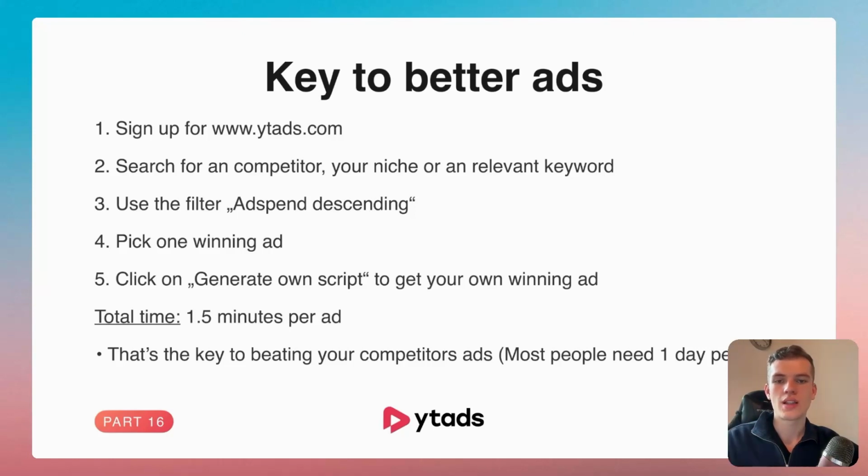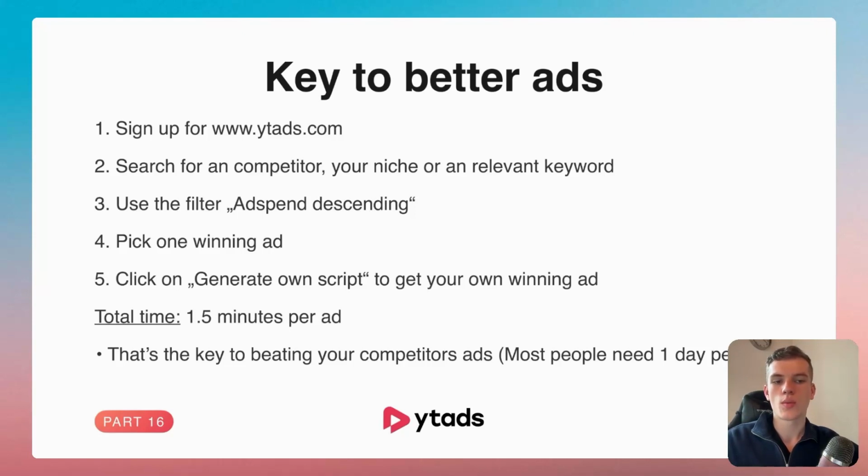And then you can use the filter ad spend descending to see the highest converting ads first. Then you can pick one winner ad, click on generate own script to get your own winning ad script. And this takes maybe a total time of 1.5 minutes per ad. So you can get new ad scripts to test so quickly. And that's the key to beating your competitors.